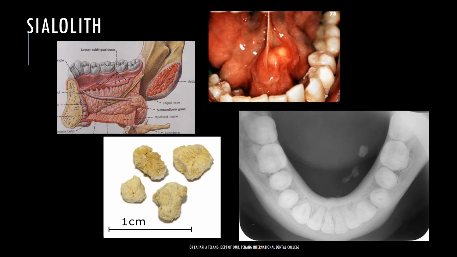The X-ray that is shown here is a cross-sectional occlusal view of the mandible, and you can see that there are a few radio-opacities in the salivary duct, in the proximal component of the duct, very close to the orifice of the duct.